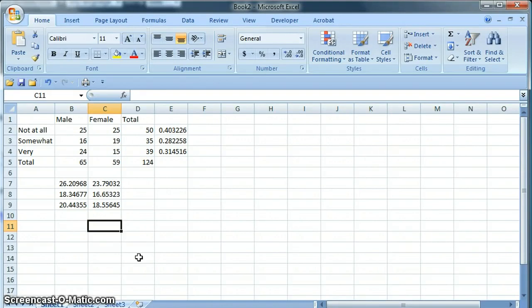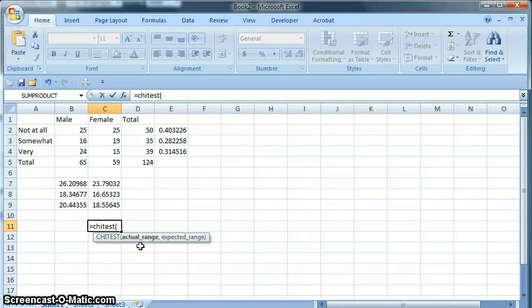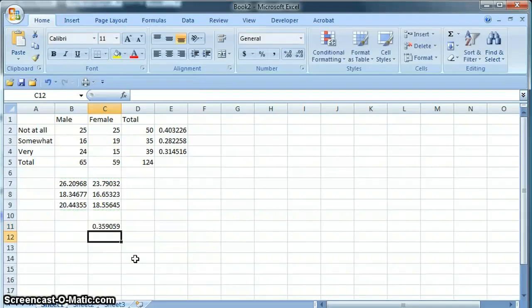In Excel, a chi-square test is very easy. The text tells you how to do it by hand. You do not need to know how to do it by hand. It is equals CHISQ.TEST, open parentheses. It's asking for the actual range of data. That is this data here, comma. It's then asking for the expected range of data. That is this down here that we calculated. Close parentheses, and then it will give us a number.